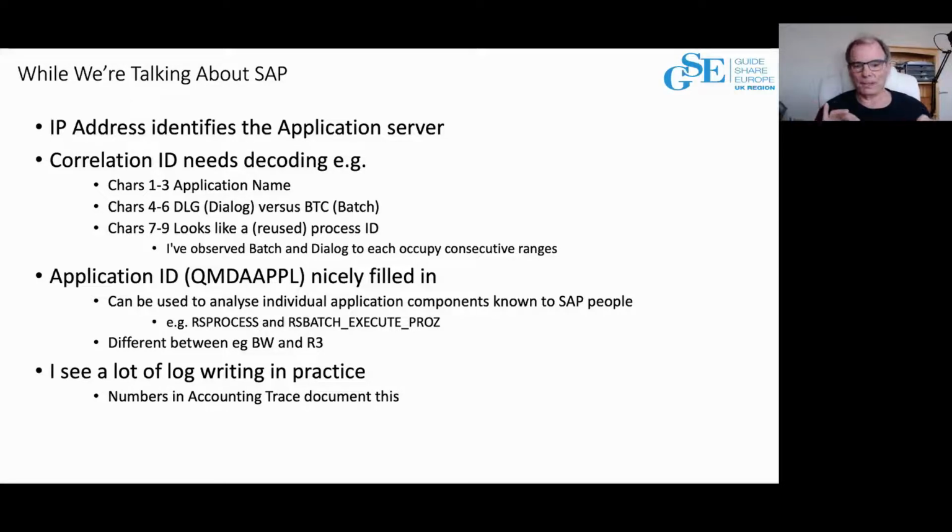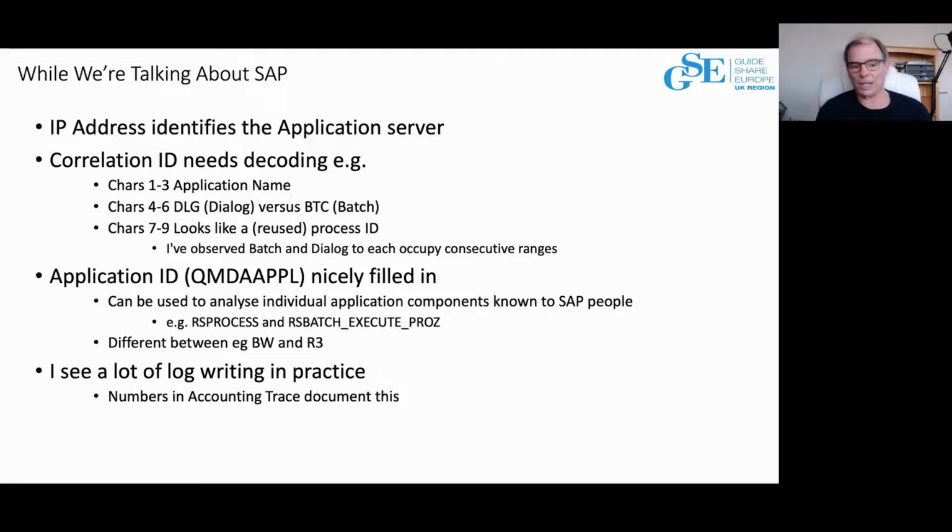One key thing which gives you better granularity in terms of reporting here is SAP thankfully fills in the application ID field very nicely. So you can use that to analyze individual application components known to SAP people. So when I mentioned RSPROCESS to this customer and RSBATCH_EXECUTE_PROZESS, which I guess is process, pardon my German, they were able to say, I know what those are, even if they happen to be quite generic. And in fact, in their case, they had SAP BW and SAP R3, and these application IDs were known but different for each of the 2 application types.